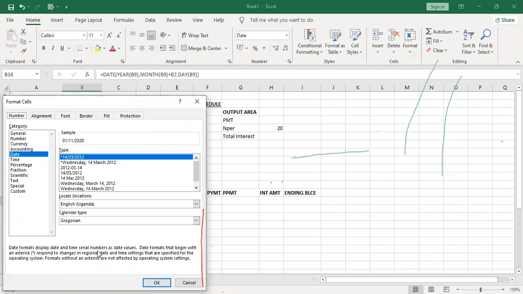Format cells. And then here you have date. Now, format cells. At the top you have number, then date. Now scroll downwards here under type. And then you choose any date format of your choice. Maybe I need this one, 14th March 2012. If that is the date format I need, I'll click on it. And then I'll click on OK. Then I'll have 1st November 2020.